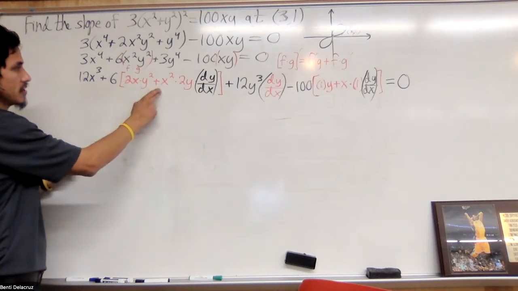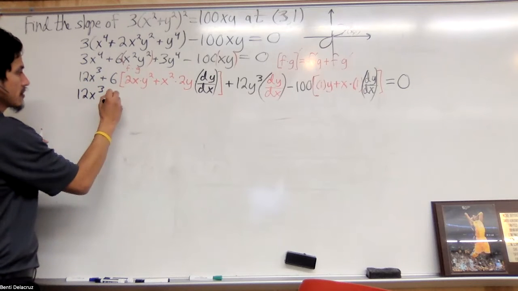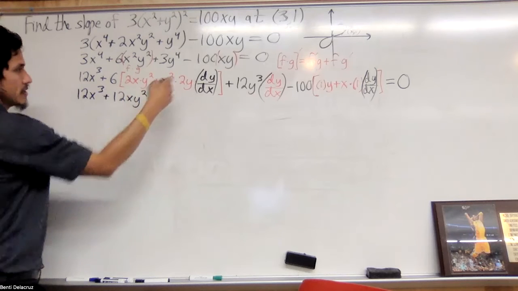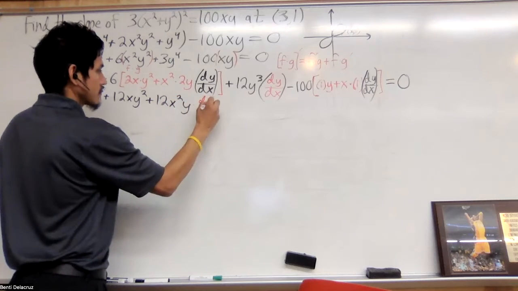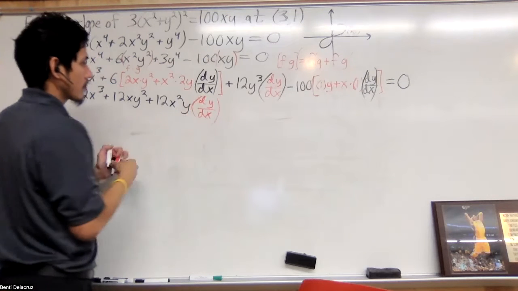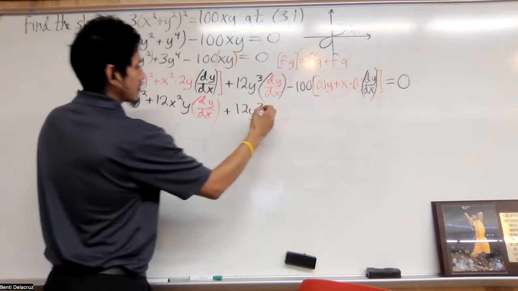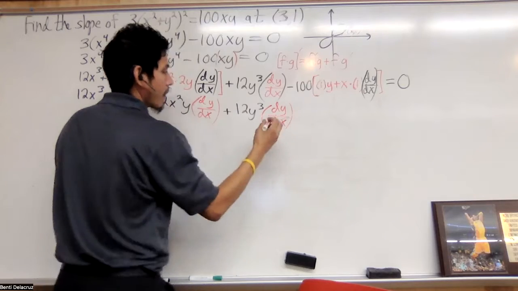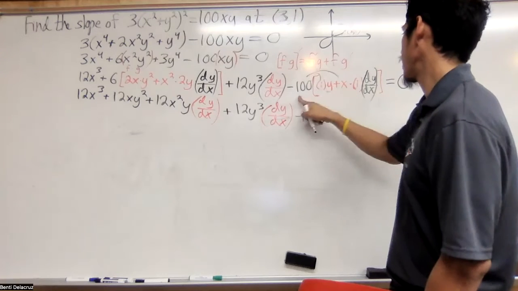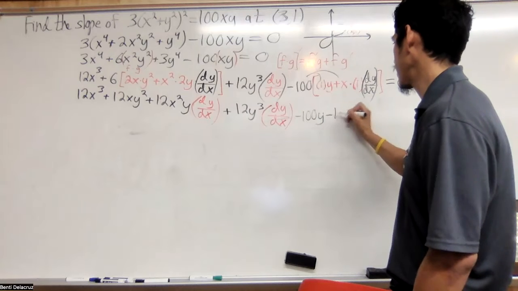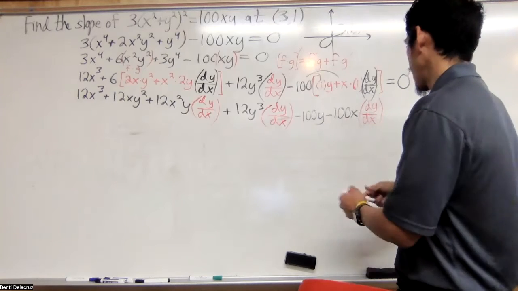Let's expand this, multiply each of these correctly by 6. So let's have 12x cubed plus 6 times 2xy squared, so plus 12xy squared plus 6 times this, so 6 times 2 plus 12x squared y dy over dx plus a 12y cubed times a dy over dx, minus 100 times y, so minus 100y, minus 100 times x times dy dx, so minus 100x dy dx. That will be equal to 0.